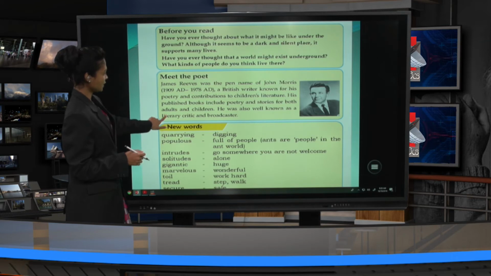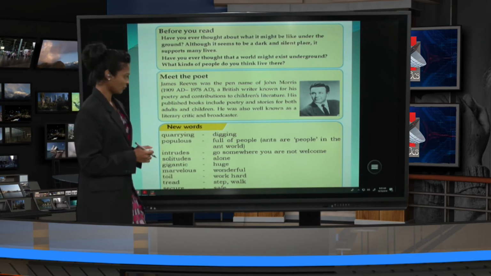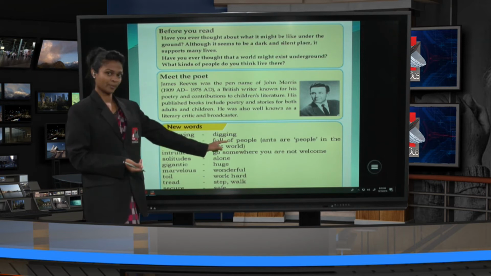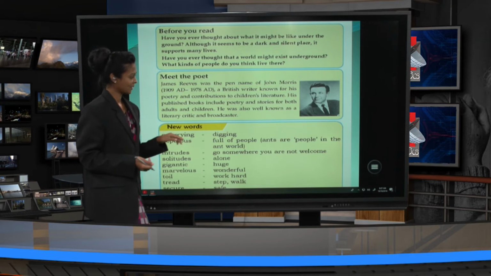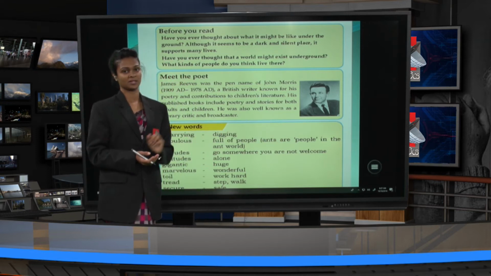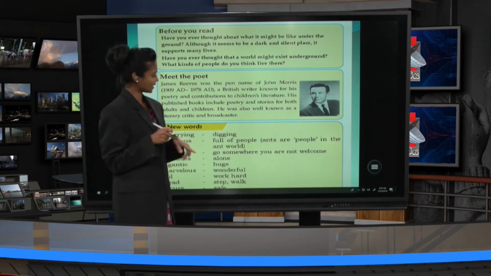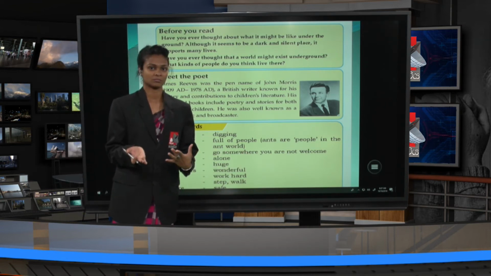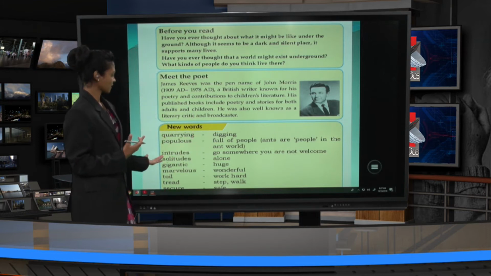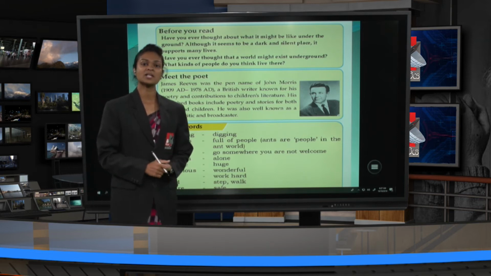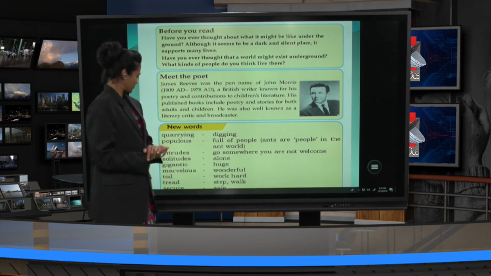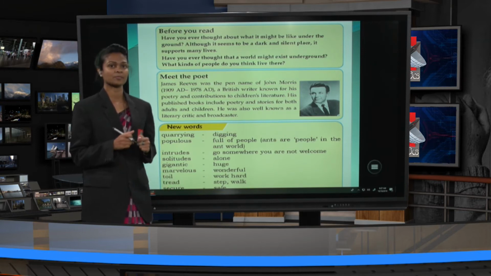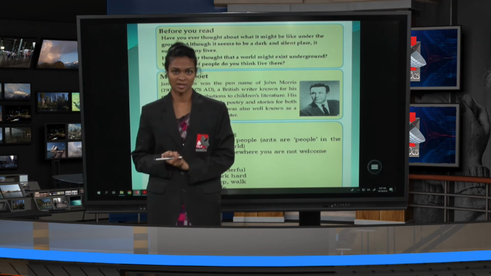Right. Here some new words are given and their meanings. Refer to them. Quarry means digging. Populous, full of people. But here in this poem, ants are people in the ant world. Intrudes means go somewhere you are not welcome. Solitude, alone. Marvelous, it's wonderful. Then toil, work hard, as I said. Tread means step. Secure means safe.